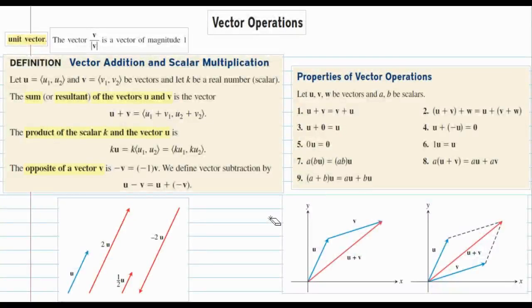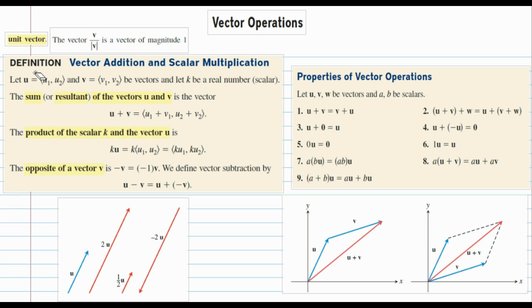This is the screencast for section 10.2, example 3. We're going to look at some vector operations. First of all, to redefine from pre-calc what the unit vector is: the vector v divided by the magnitude of its vector. It should be a vector of magnitude 1. So a unit vector is of magnitude 1. It can be any direction, just has to be a length of 1.